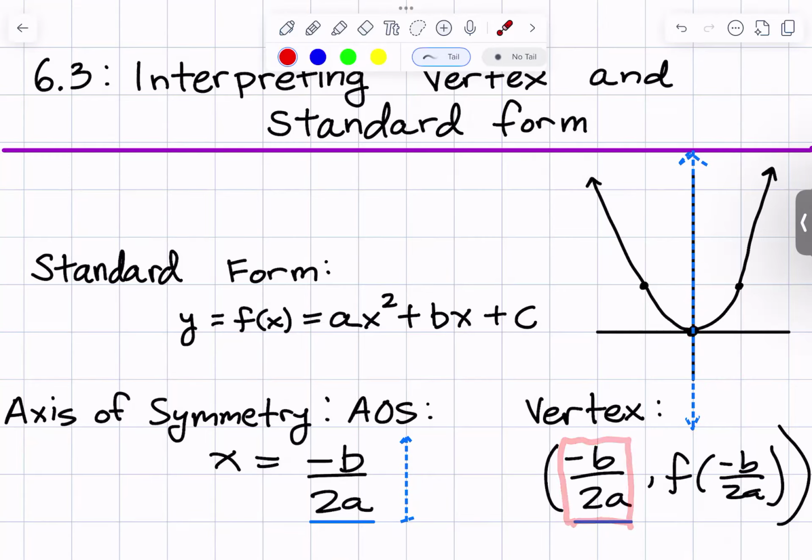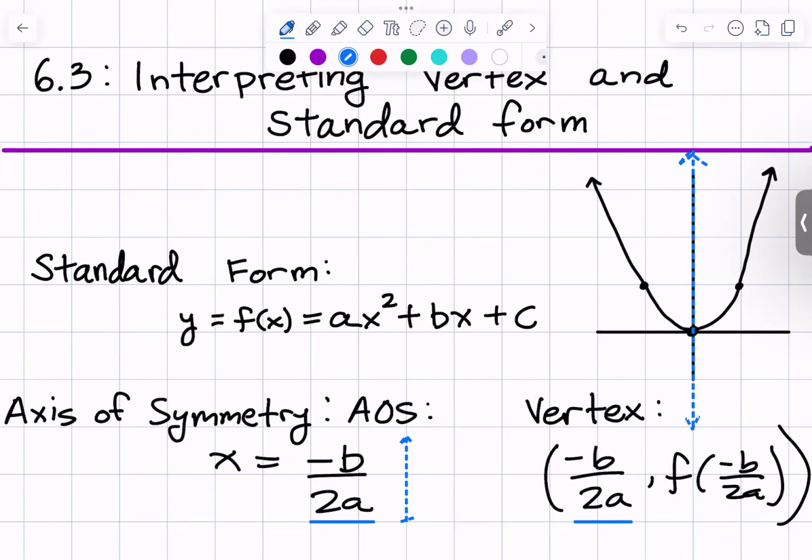So my question to you now is, what is my y value? F of negative b over 2a. What do I do to find f of negative b over 2a? How do I find it?